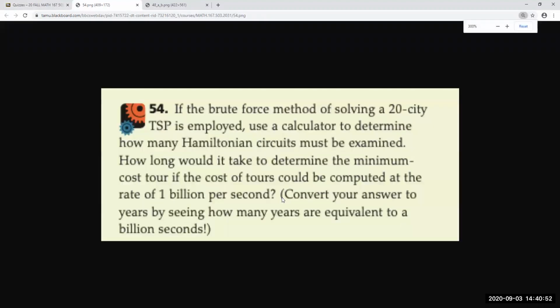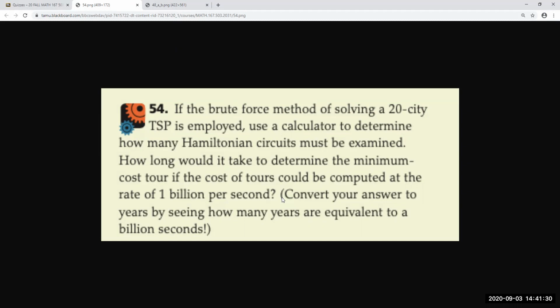Honestly, in my thought, 54 is the easiest one among the problems if you can use calculators properly. It is nothing but finding the number of possible Hamiltonian circuits in the complete graph of 20 vertices, right? And what is this? 20 factorial, right?